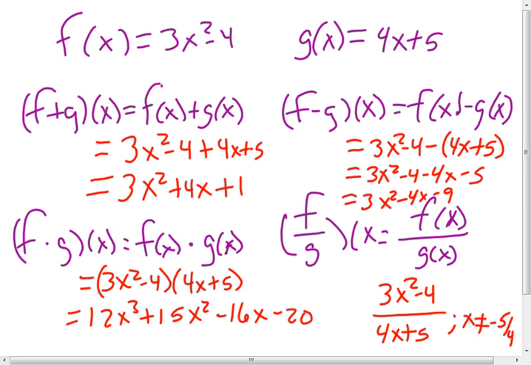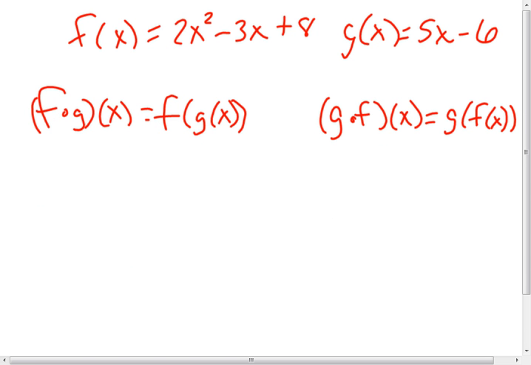The last one is called composition of functions, and I've written out the theorems for those. We have two functions at the top. We're going to look at f composition g, which is f of g of x. And then the second one is g composition f, which is g of f of x. So let's do the first one, f of g of x. So we're going to do f of 5x minus 6. Notice the 5x minus 6 is our g of x.